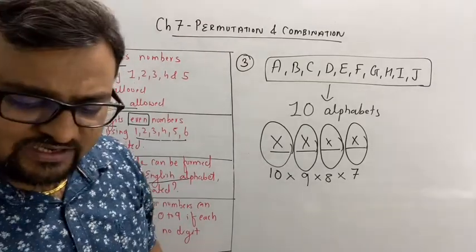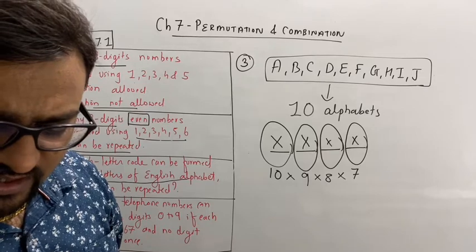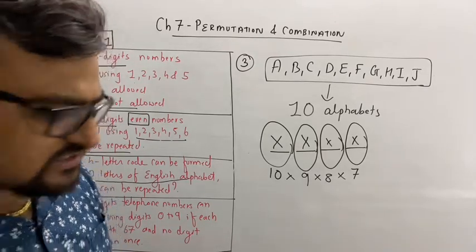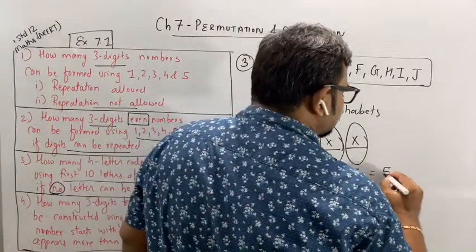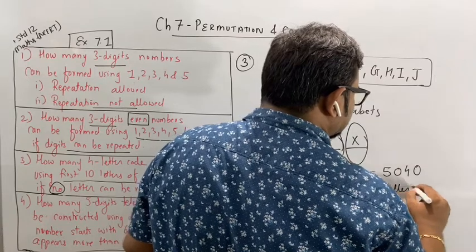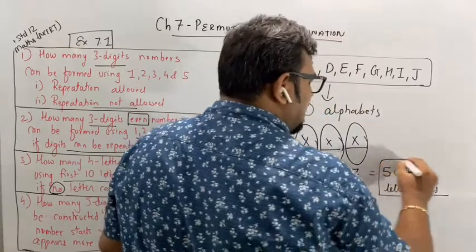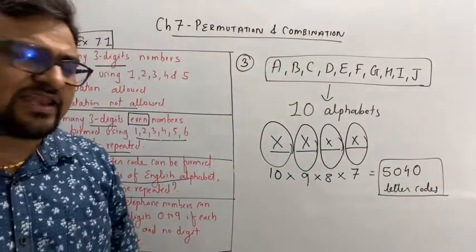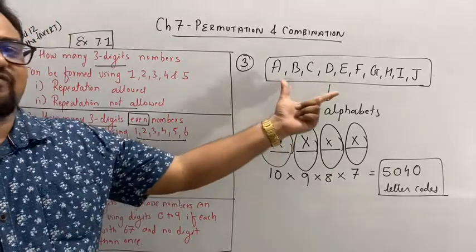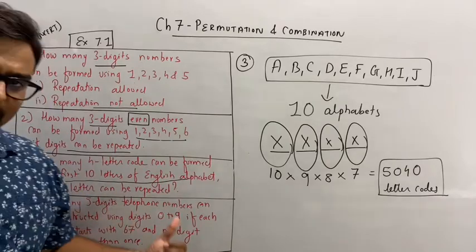So let me calculate it. It's 10 into 9, 90, into 8 into 7, that is 5040. I can form 5040 letter codes using the first 10 alphabets if no letter can be repeated.